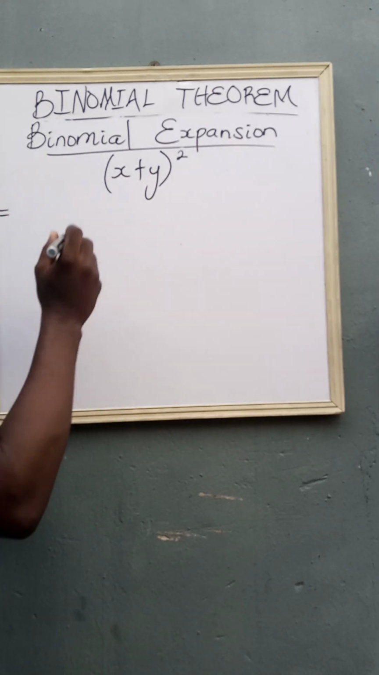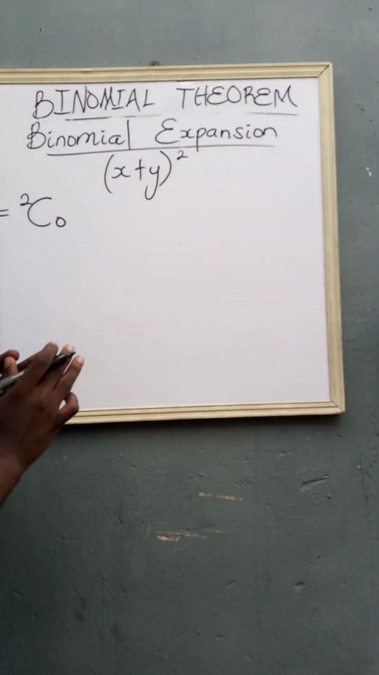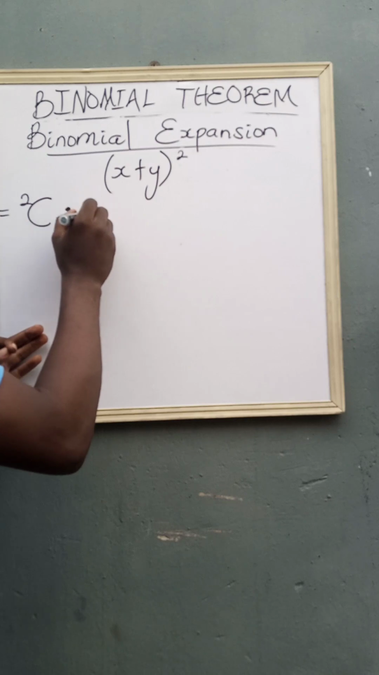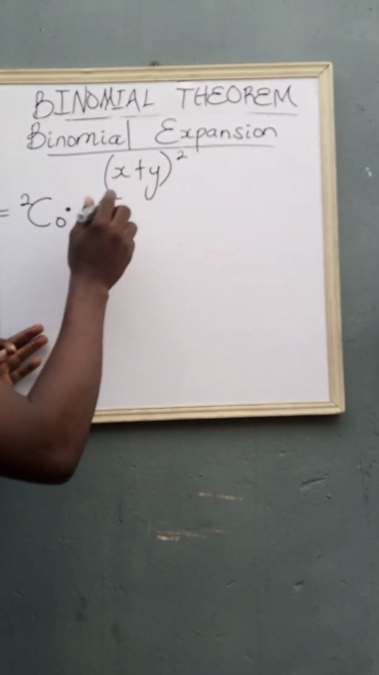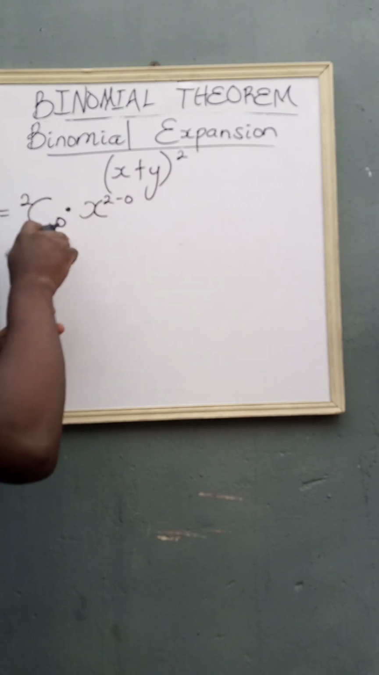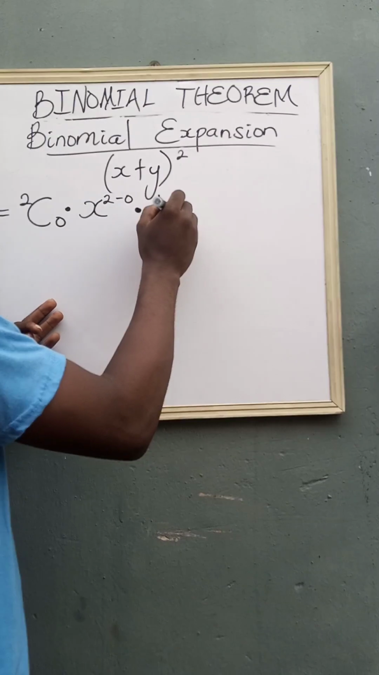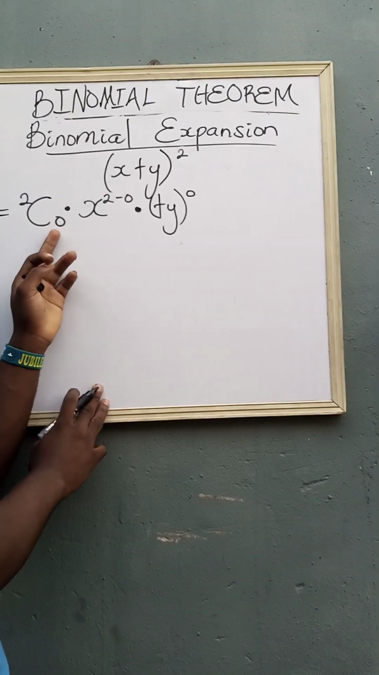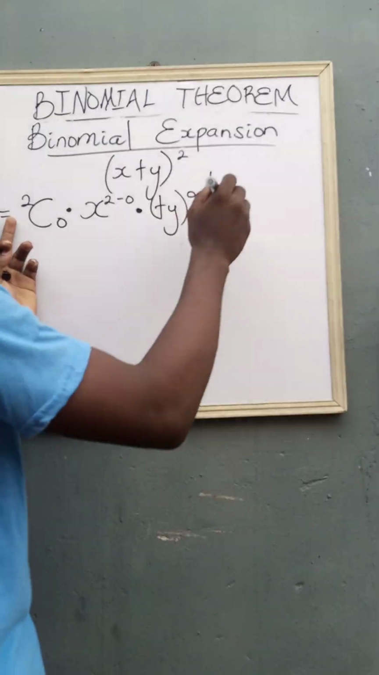The first thing you do here is what? Your power combination 0. First thing first, combination multiplied by your first term raised to your power minus 0. That's b minus r. Remember, then multiply by plus y raised to your r, which is 0, right? Then add. What happens next?